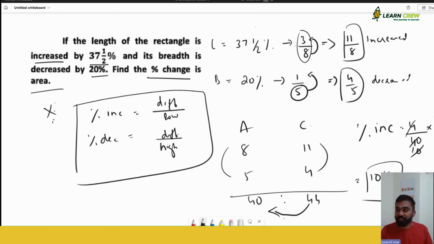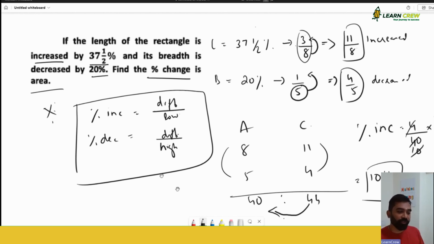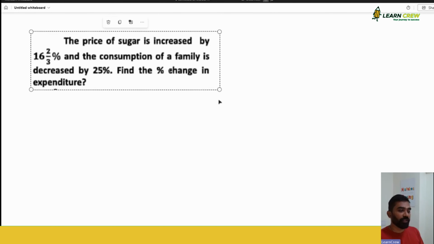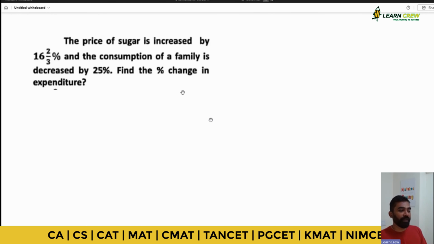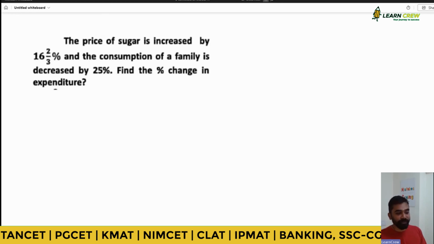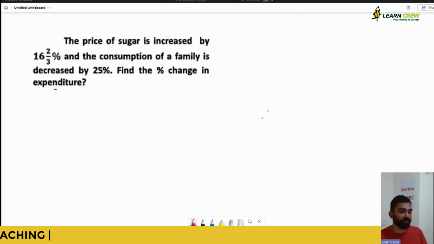Clear, or any doubts until this point? All clear, because everything is based on this. So you will be able to do the next one, right? The price of sugar is increased by 16.66%, and the consumption of a family is decreased by 25%. Find the percentage change in expenditure. The price of sugar is increased by 16.66%. What is that in terms of fraction?